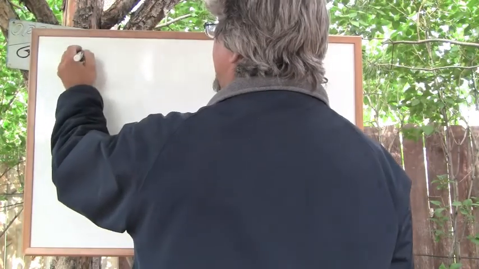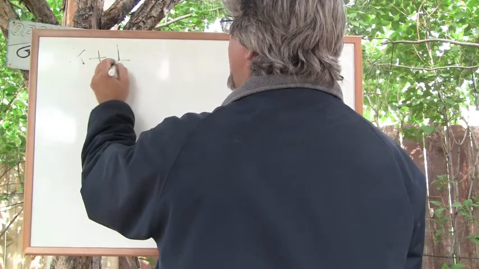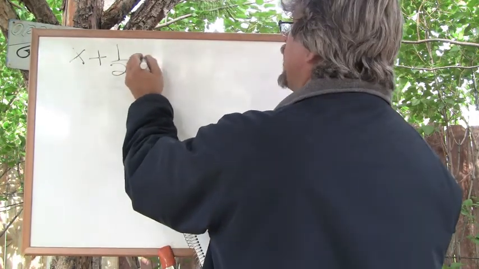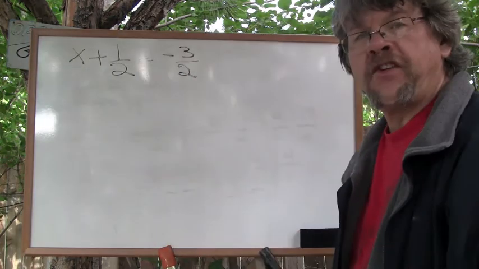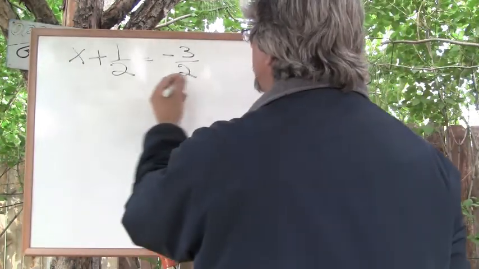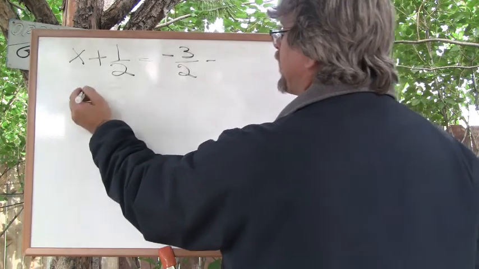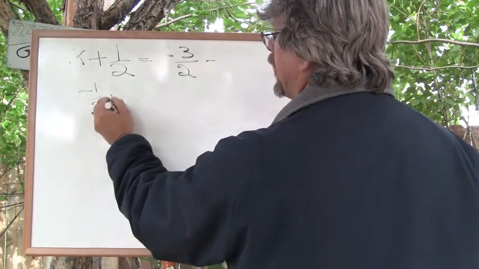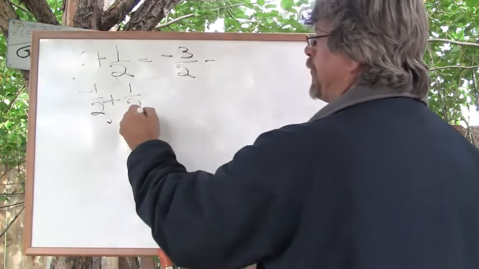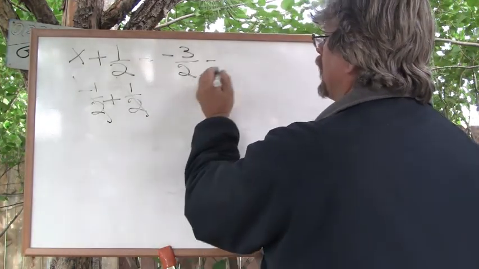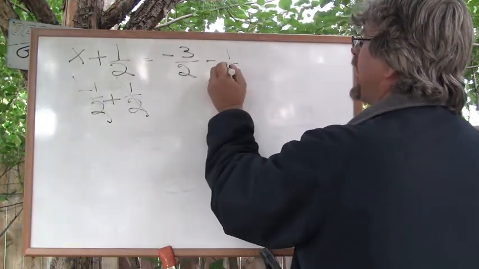What if we're given x plus 1/2 equals -3/2? Someone's added a half, so we know we have to subtract it. We subtract it from this side, and it cancels. So I'm not going to bother doing these steps too much. -1/2 and +1/2 cancel. So we subtract 1/2 here.